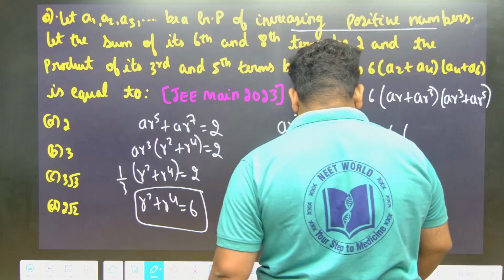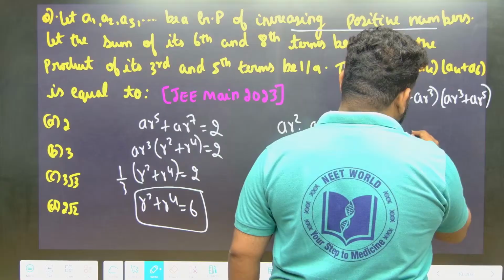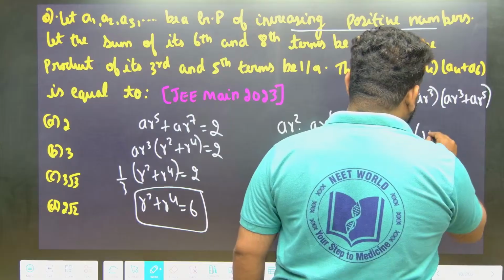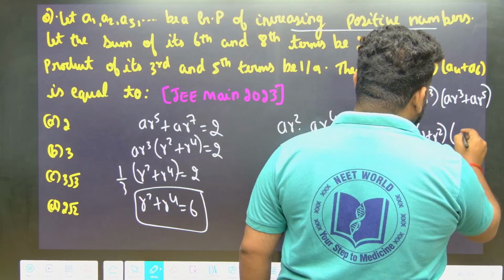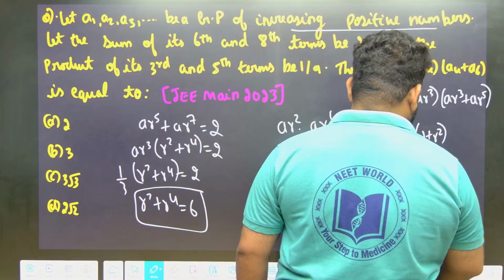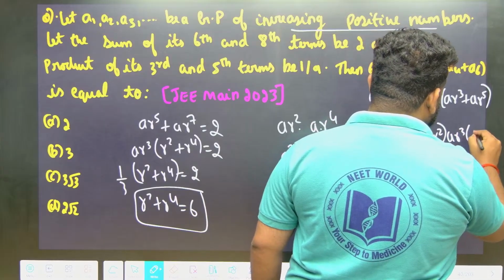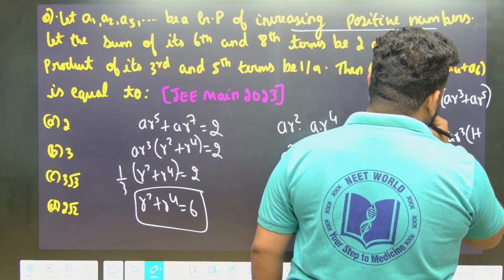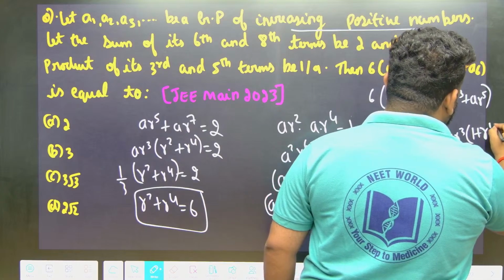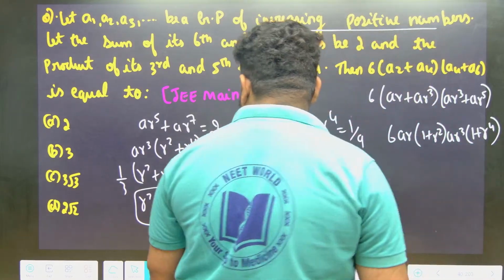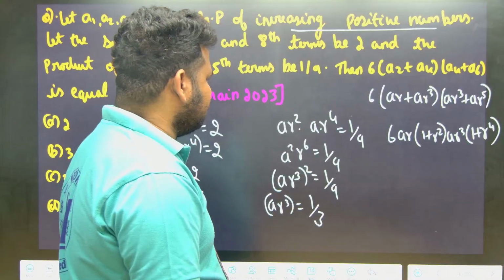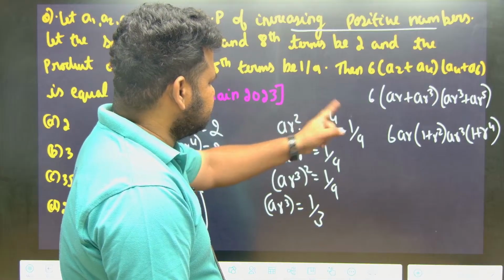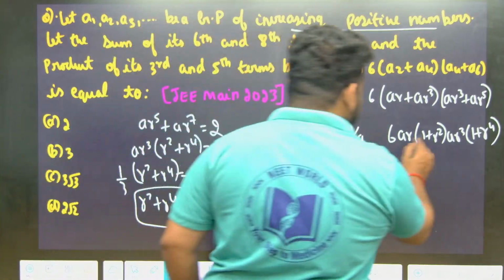Here if I take common, what will I get? Please focus here. If I take a r common, I will get r plus r cube, I mean 1 plus r square. Here I will take a r cube common. I will get 1 plus, not 1 plus, a r cube only I will take as common, and I will get 1 plus r to the power of 4. Okay, r square plus r power 4 I got. Okay, so a2 plus a4, 6 times they have given. So let us simplify in this way.